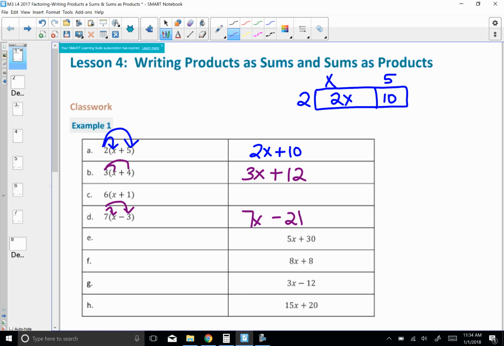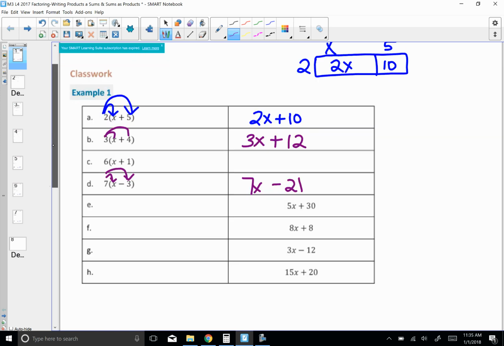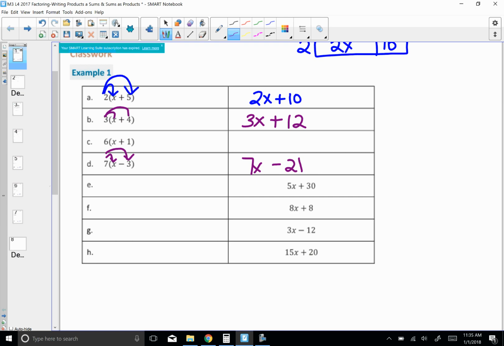So if you look at the rest of this table, the rest of this table has the answer, the product. When I multiply in letter E, here's the answer, 5x plus 30. So I'm going to go back to that area model. This time I know the answer is 5x and positive 30. How do I figure out what I multiplied to get that? Well, let's look at this. 5x and 30.